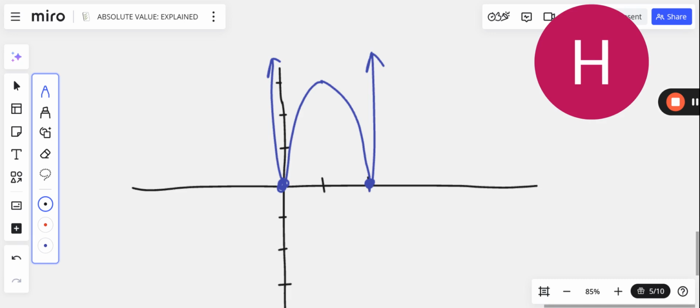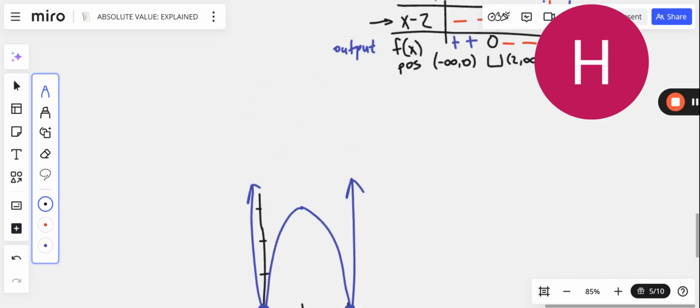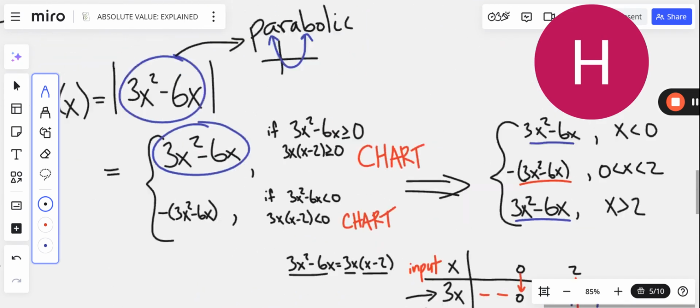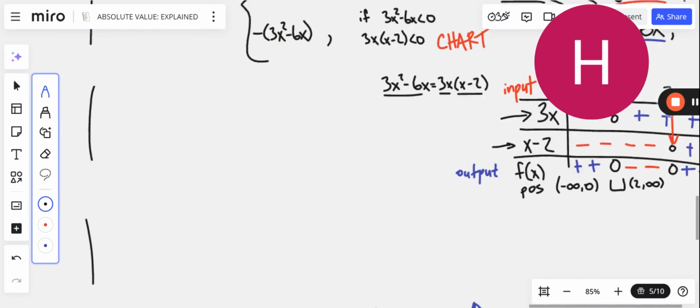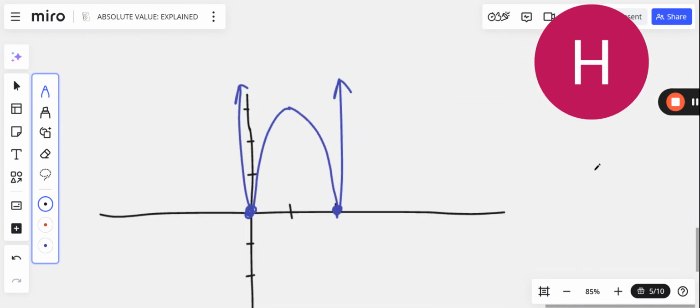Okay, there will be some exercises associated with this so you can practice graphing, but also practice writing absolute value functions as piecewise functions. I think it's really going to strengthen your fundamentals.